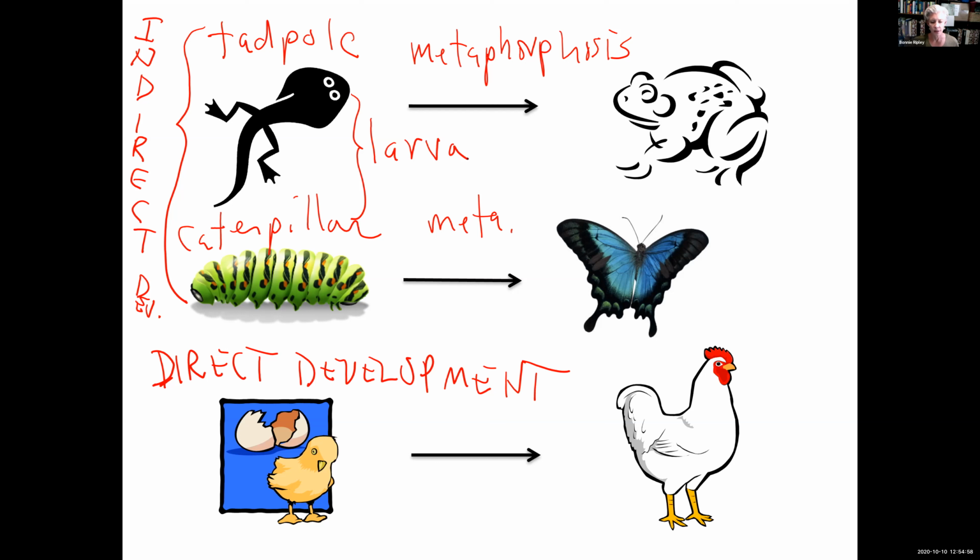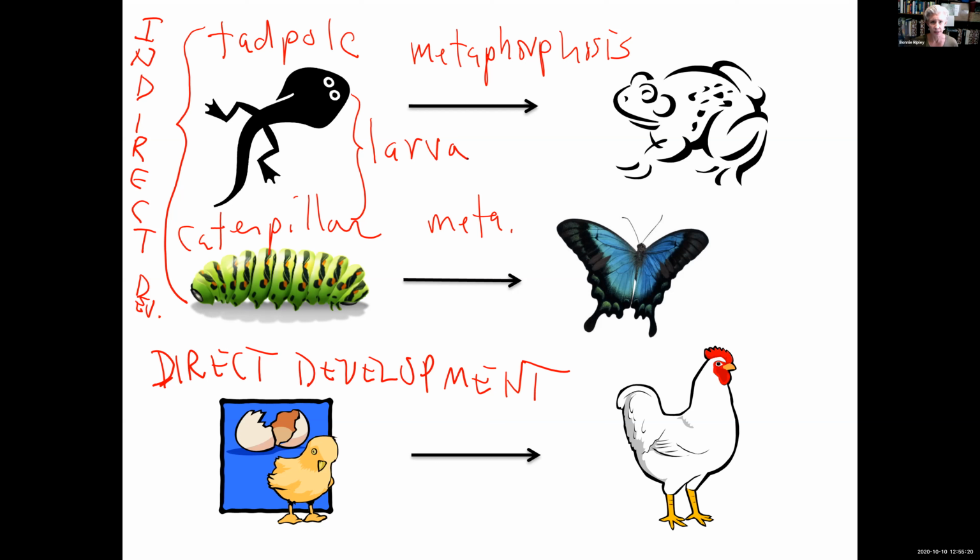Right, so we could say both frog and butterfly have a larva that starts life out and goes through metamorphosis to become the adult. Whereas the chick is just a juvenile. It's just a small version of the adult. Right, so those are major categories of types of development.